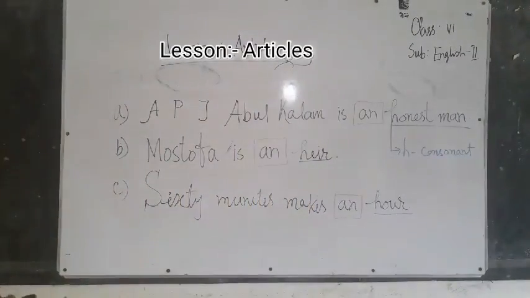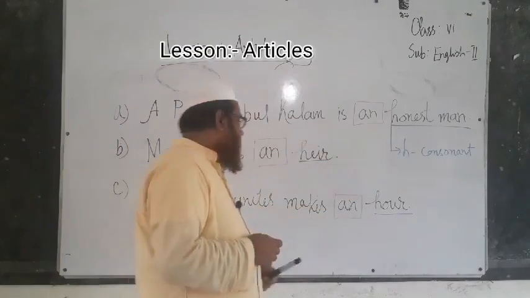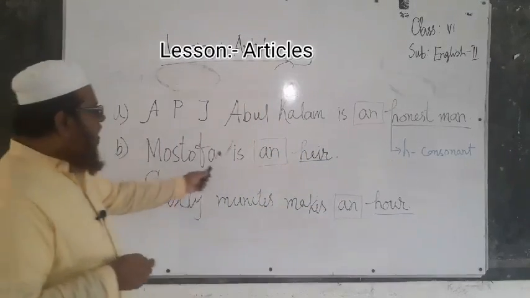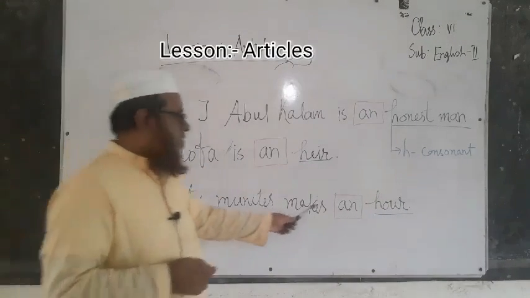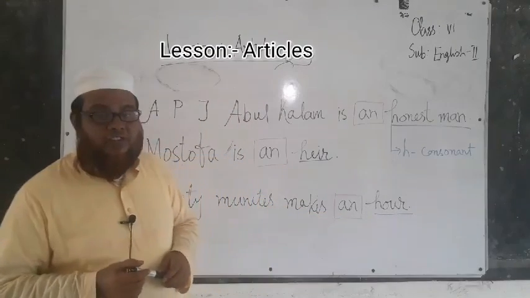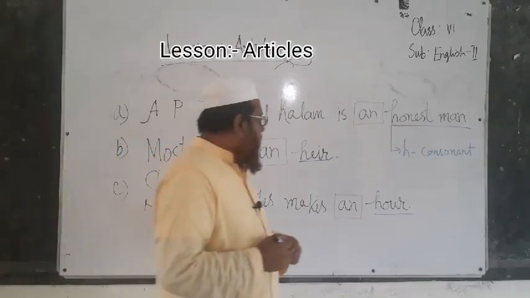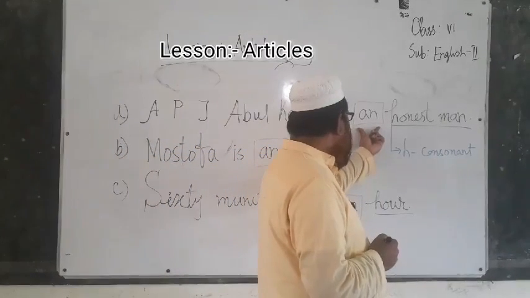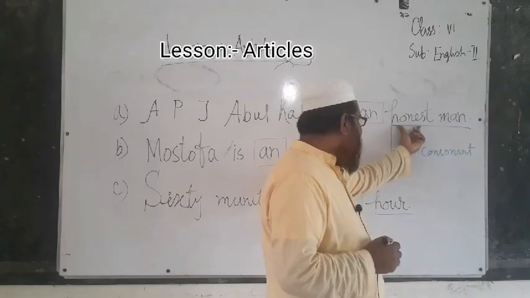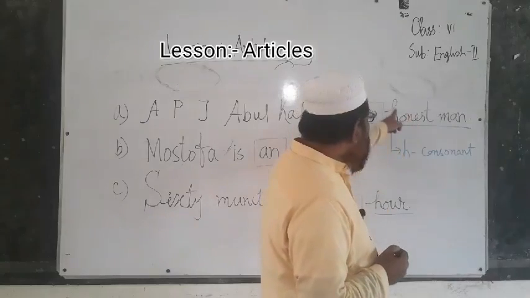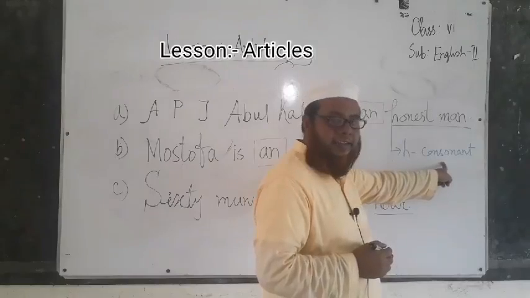Let us read out. First example, APJ Abdul Kalam is an honest man. Second example, Mustafa is an Arab. Last example, 60 minutes makes an hour. My dear student, notice everybody, we use an article before the word 'honest'. The word 'honest', its first letter is H. We know H is a consonant.